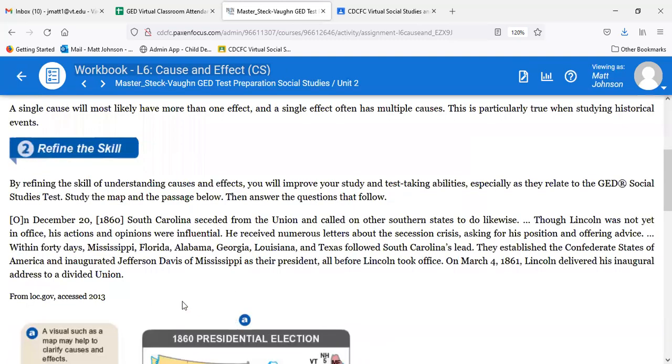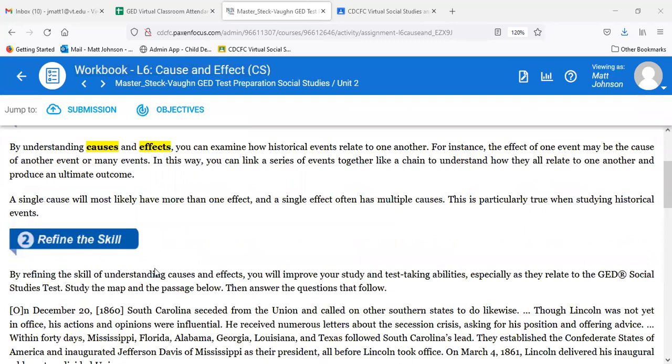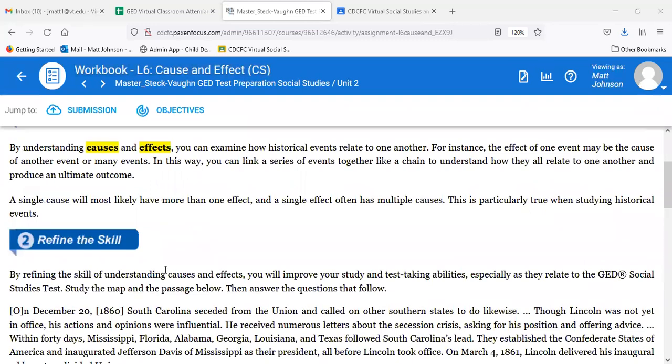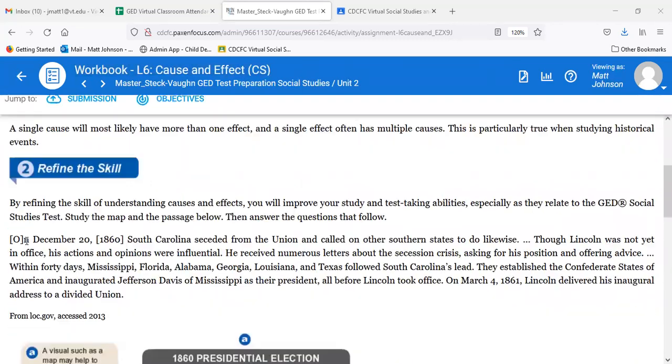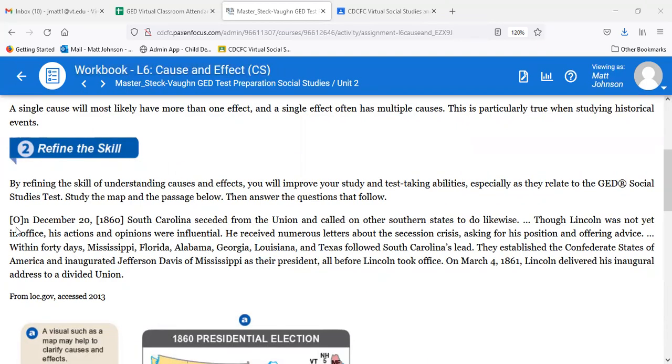I'm gonna go ahead and read this little passage since we have a little map here, and then I'll hand it back over to you guys to do some of the questions for us. Okay, so it says, by refining the skill of understanding causes and effects, you will improve your study and test taking abilities, especially as they relate to the GED social studies test. So here you have a little map, study the map and passage below, then answer the questions that follow.